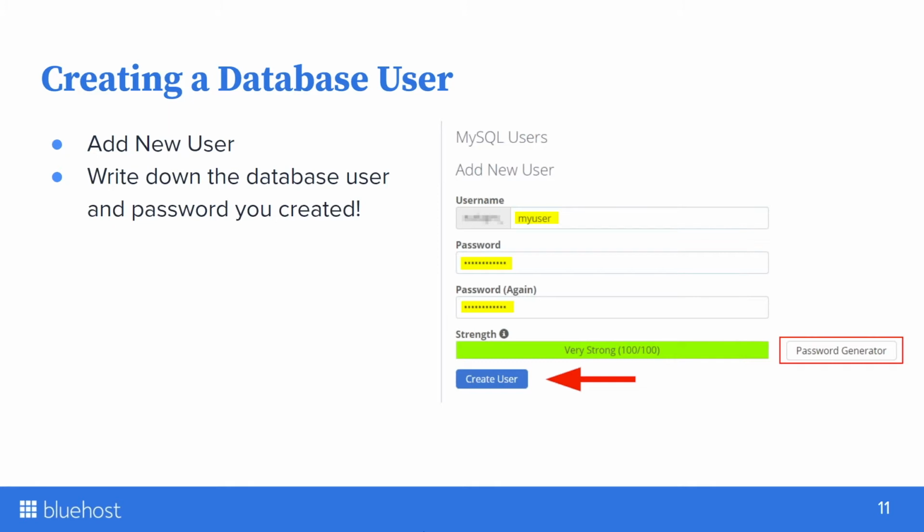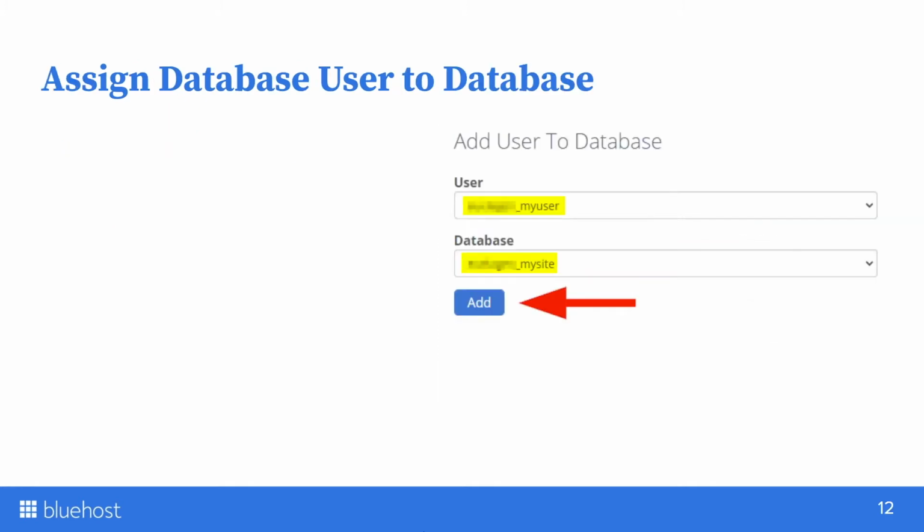Once you do this, you can go ahead and click the Create User button in blue, and you will be all set. It'll take no time at all. It'll just automatically give you a success message saying the MySQL user or database user has been created. So up to this point, we've created an empty database container and we've created a new database user. And now we can go on to the next step, which is to assign that database user we created to the database.